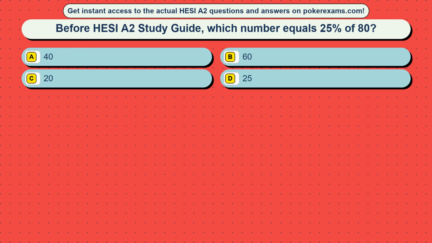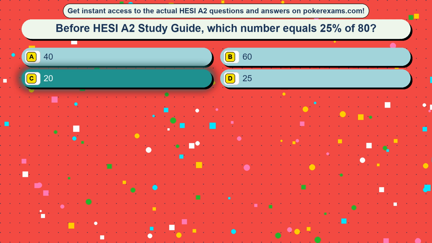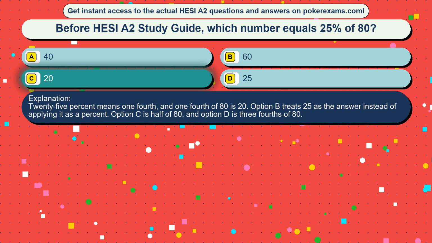Question 35. Before HESI A2 Study Guide, which number equals 25% of 80? Option A, 40, option B, 60, option C, 20, option D, 25. The correct answer is option C, 20. 25% means 1/4, and 1/4 of 80 is 20. Option D treats 25 as the answer instead of applying it as a percent. Option A is half of 80, and option B is 3/4 of 80.